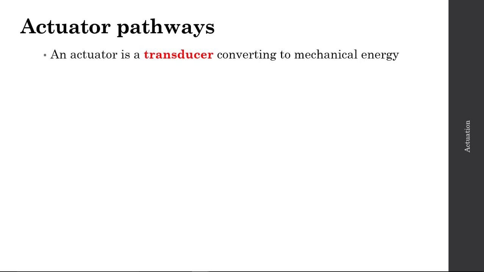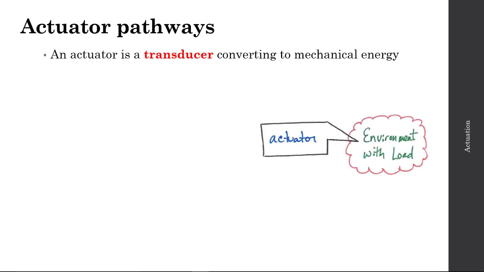What is an actuator? An actuator is a transducer converting to mechanical energy. For example, I may have some electrical energy and I want to convert that to a force output, let's say. So I would use an actuator to accomplish that task. We can think of an actuator effectively as the reverse of a sensor. In the case of an actuator, we are acting on an environment that's providing a load to our actuator. Thus, the actuator is the direct interface to the environment.